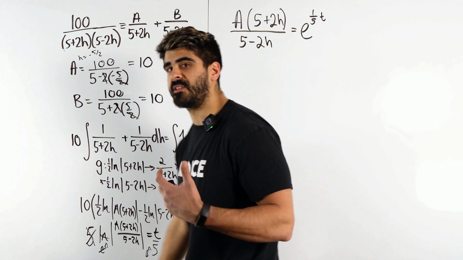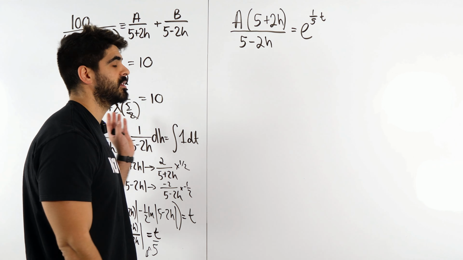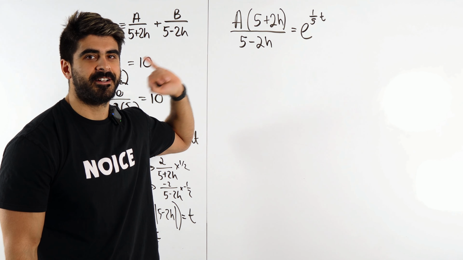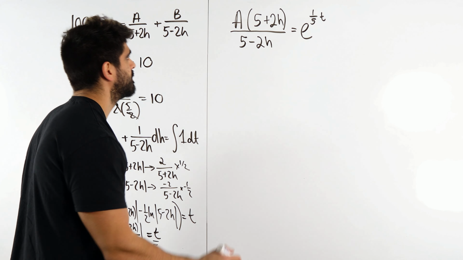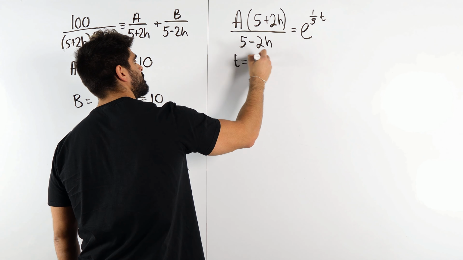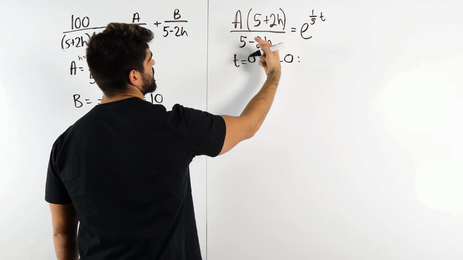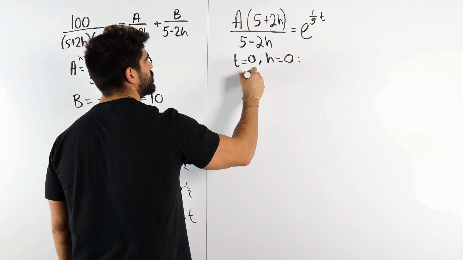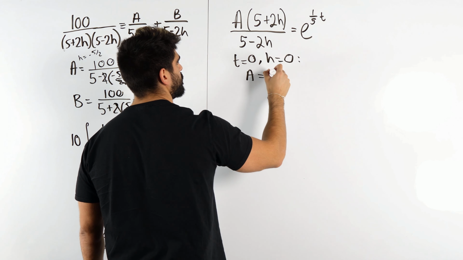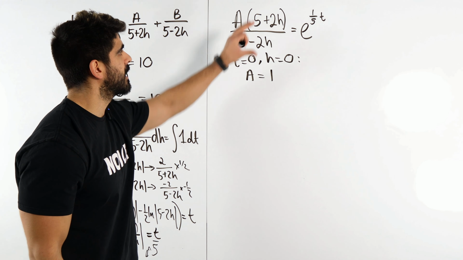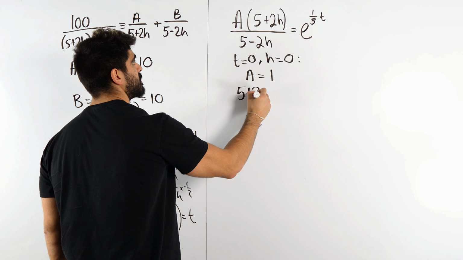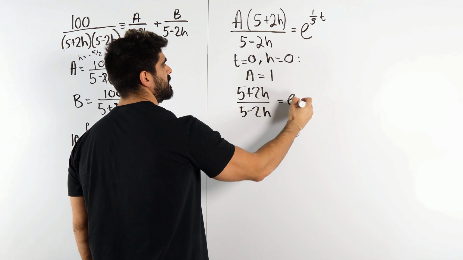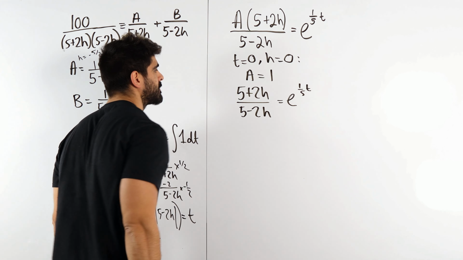Now the next thing I'm going to do is find the constant of integration. Now I've rubbed out the question, but it says that the tank was initially empty, meaning when t is 0, h is 0. So when you sub in h is 0, you get 5 over 5, which is 1. We're literally going to get A is e to the power of 0, which is 1. Okay? So there we go, we get a beautiful equation: (5 plus 2h) over (5 minus 2h) is e to the 1/5 t.